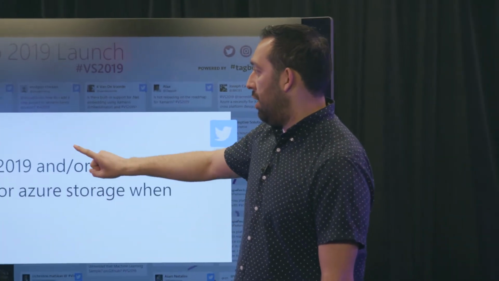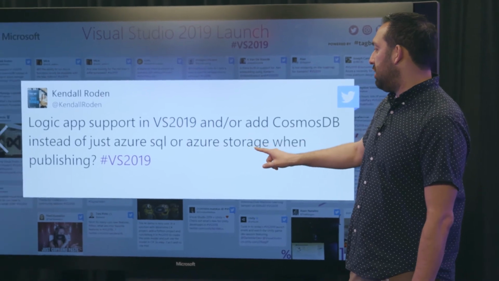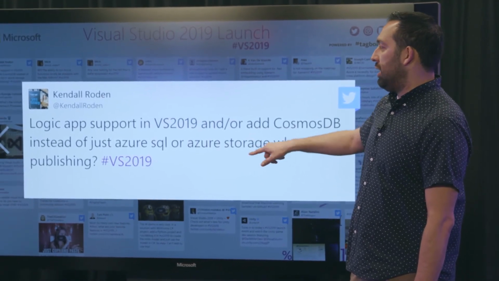So one more question, and then we'll wrap up if that's okay. From Kendall: Logic App support in VS 2019 and/or add Cosmos DB instead of just Azure SQL or Azure Storage when publishing. Is this something that we'll be able to do soon? I can answer the question. It's kind of two parts. There are extensions for building Logic Apps for Visual Studio already today. So those should work. They're just a separate acquisition from the Visual Studio extension gallery.